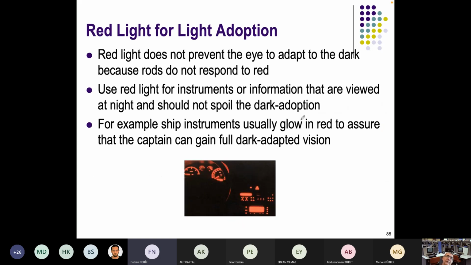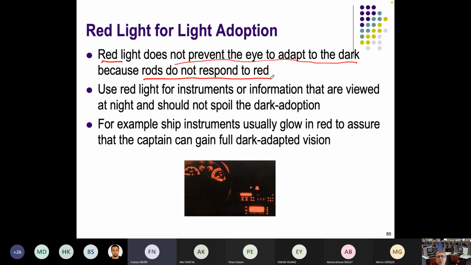Another interesting and actually very interesting topic is that red light does not prevent the eye from adapting to the dark. Because rods in the eye do not respond to red. They are sensitive to black and white, and they are less sensitive to red frequencies. They are more sensitive to blue and green frequencies.